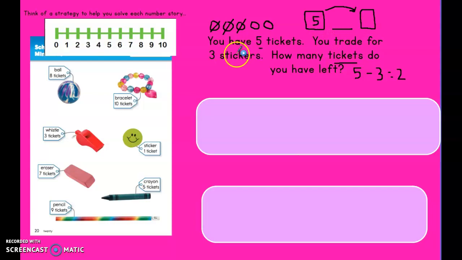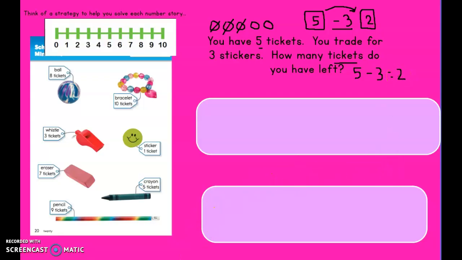We trade for 3 stickers. 3 stickers would cost 3 tickets. And again, we're spending those tickets. So we're not having more, we're taking away 3. So if I look at 5, take away 3, there's 1, 2, 3. I get 2 left. And then my number sentence would stay the same.